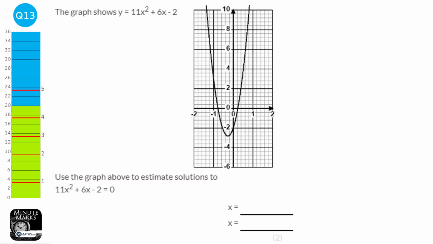To find solutions for quadratics on a graph, all you need to do is find out where the graph meets the x-axis. Okay, so the coordinates where this graph meets the x-axis are here, and that would be minus 0.8 and 0.2, and they're also called roots.